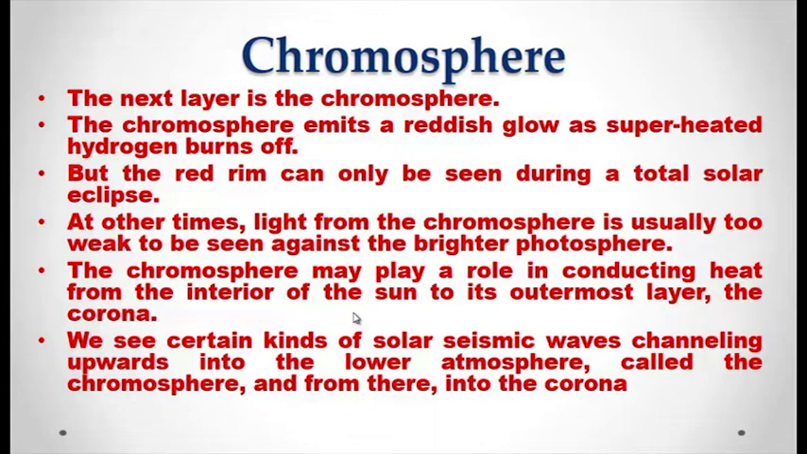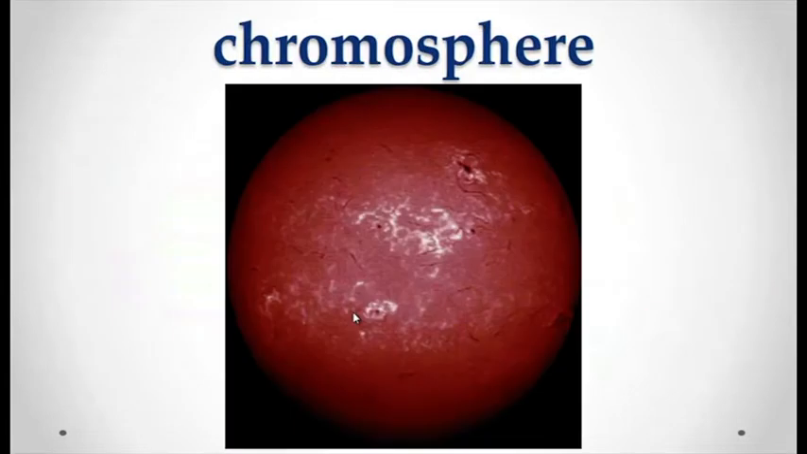The chromosphere may play a role in conducting heat from the interior of the sun to its outermost layer, the corona. We see certain kinds of solar seismic waves channeling upwards into the lower atmosphere called the chromosphere, and from there into the corona. So the chromosphere acts as an agent to carry the heat from the core part to the corona part. This is the picture of the chromosphere taken by a solar probing satellite.